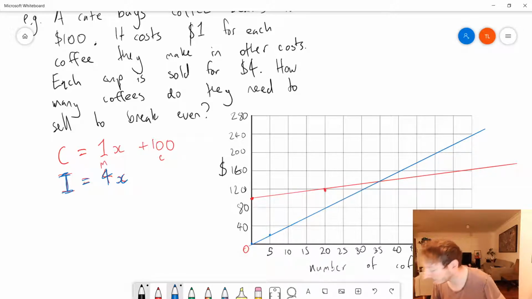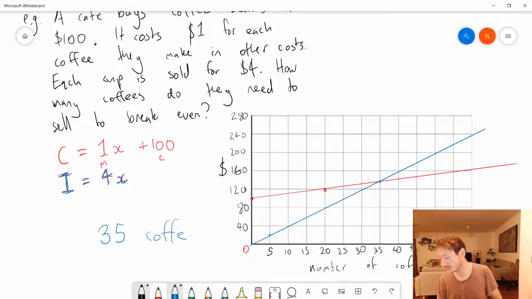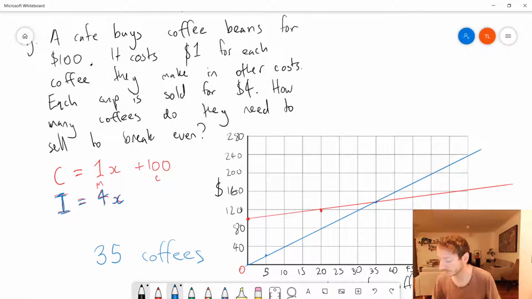Now, we can quite clearly see here that they intersected nicely at 35 coffees. So there we go, that's our answer. How many coffees do they need to sell? 35 coffees. Now, that might not be exact, but we are graphing, so that's fine. I think the real answer might have actually been 34, but it's a good idea to check it algebraically at the end.